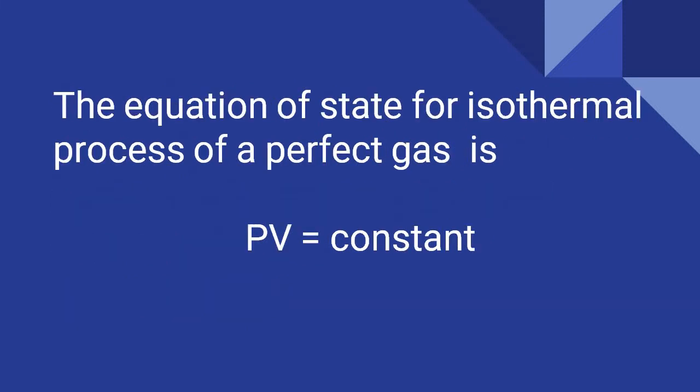And the equation of state for an isothermal process of a perfect gas can be written as PV equal to constant. This is from your ideal gas equation. For the ideal gas equation we have PV equal to nRT, where n is the number of moles, R is the universal gas constant and T is the temperature. You can see that n is constant and R is constant. And for an isothermal process, T is also constant. So nRT is a constant. That is why you can write PV equal to constant.